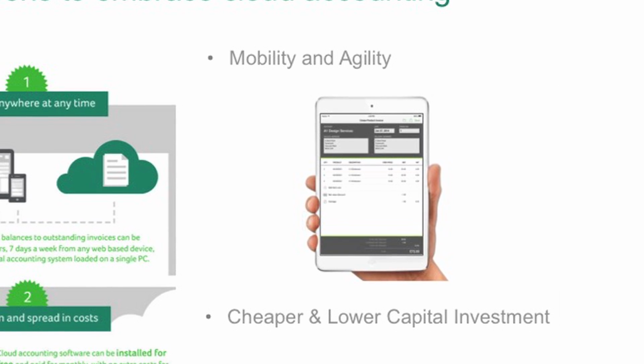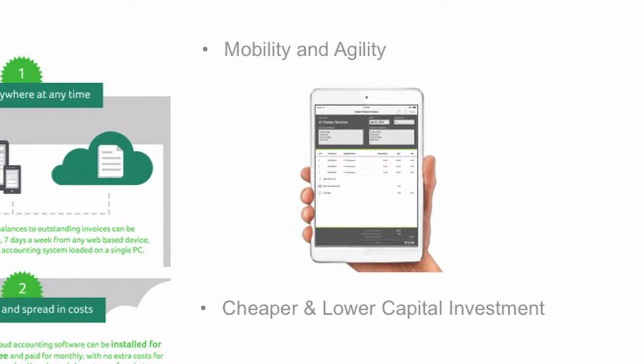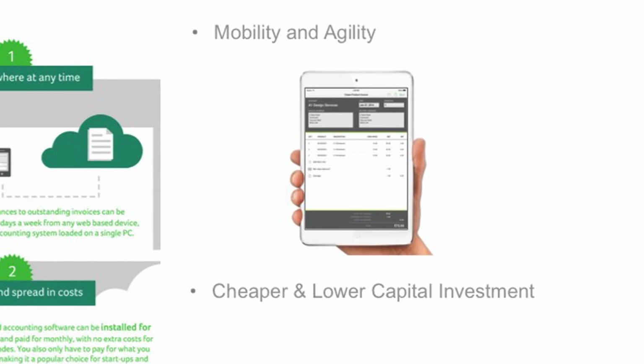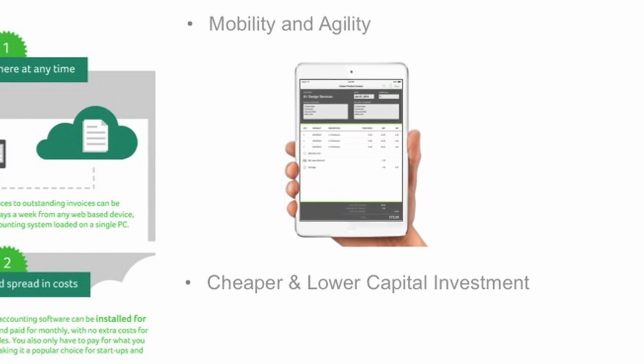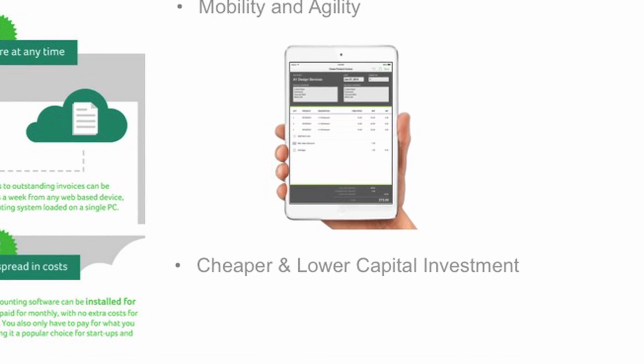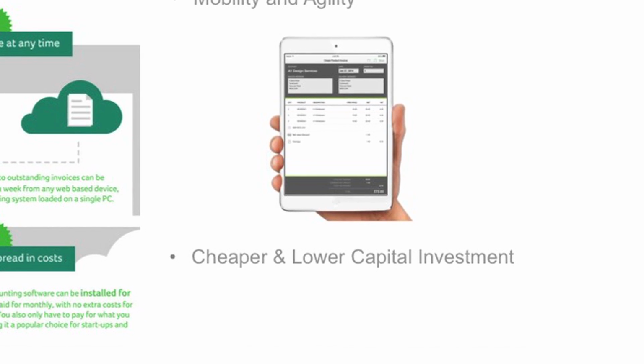Second benefit, cheaper and lower cost capital investment. This is especially true of startups. So a startup business that doesn't have any systems currently and is also far more agile and more cost sensitive, for them it's far cheaper and very easy to subscribe to a service and not have to pay for the hardware or actually invest a lot of money in the software. So it gives far easier access.